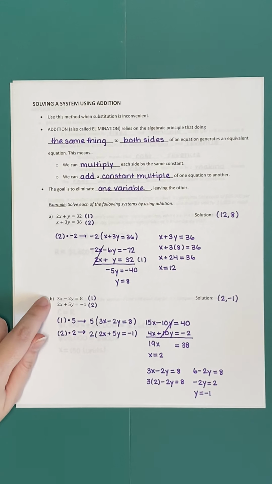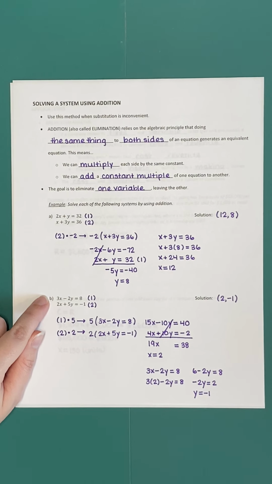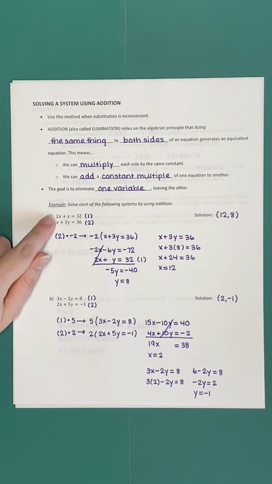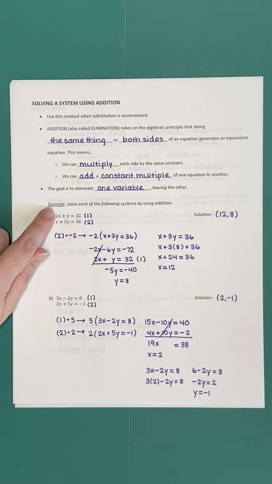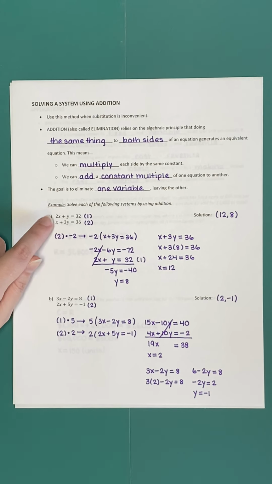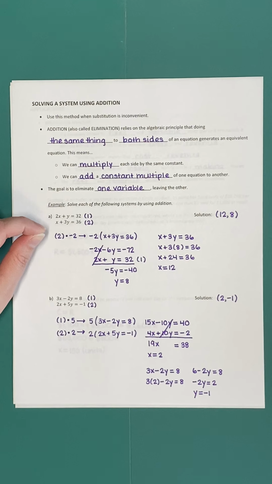Now let's look at the next one. This one's a little bit more challenging in the sense of how do we actually determine what we need to do to get rid of a variable. So in this case, because one of the variables had a coefficient of 1, it was pretty easy to determine what we would need in order to get matching variables to cancel. So if we have a 2x, well, we need a negative 2x.